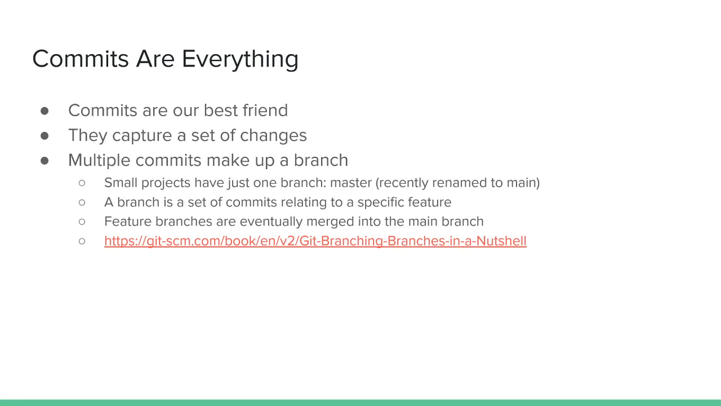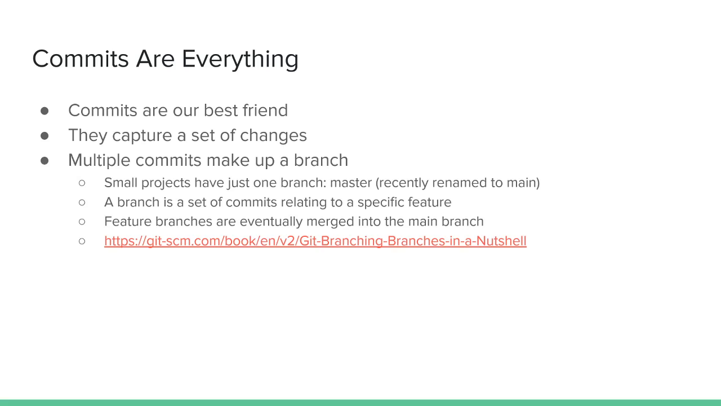So in Git, commits are everything. I'm sort of assuming that people in here have used Git before. If you haven't, stay at the end. We can teach you a little more about it. But commits are the primary feature of Git. They're a best friend, and a commit is just capturing a set of changes. So if you update a file, you commit with a message like fixed bio, and multiple commits together make up what we call a branch.